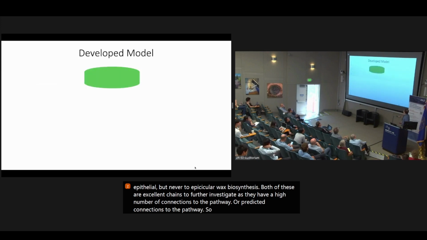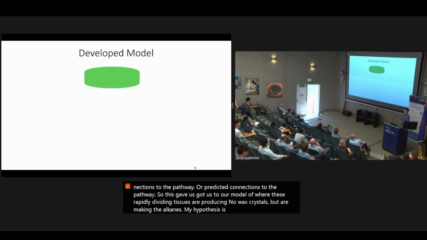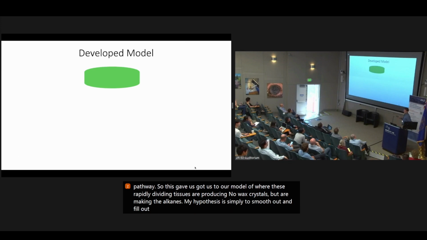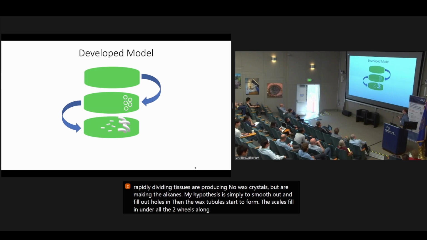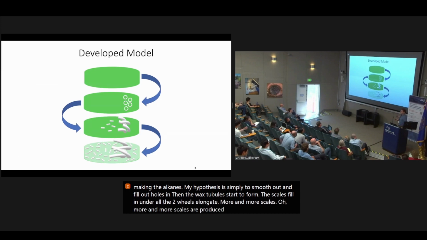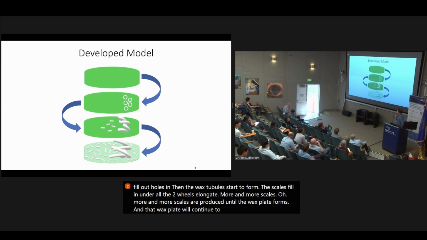So this got us to our model, where these rapidly dividing tissues are producing no wax crystals, but are making alkanes. My hypothesis is simply to smooth out and fill out holes in the cutin. Then the wax tubules start to form. The scales fill in under while the tubules elongate. More and more scales are produced until the wax plate forms. And that wax plate will continue to thicken as the plant grows, and those tubules will continue to elongate.